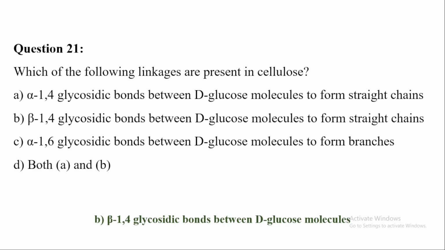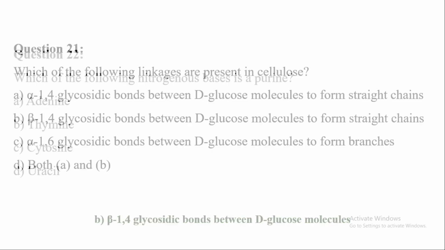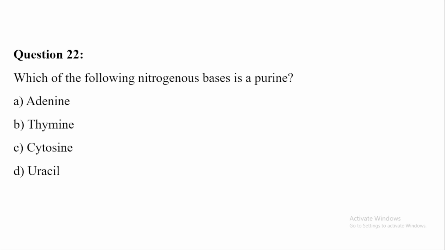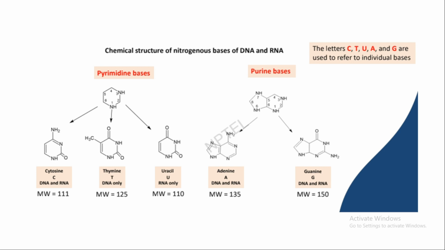The next question, which of the following nitrogenous bases is a purine? Out of the four options, adenine, thymine, cytosine and uracil, which of the following bases is a purine? So, the answer for this question is option number A, adenine.